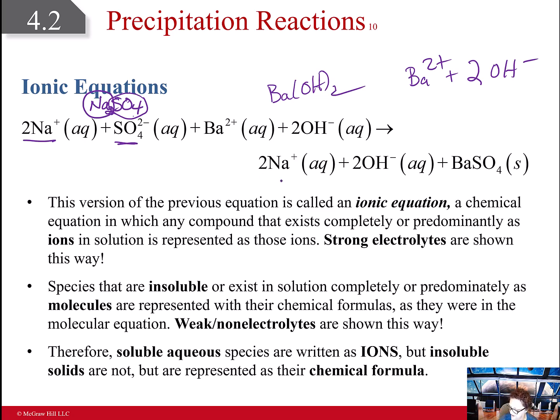Now, when you make the NaOH, it's still going to be soluble, and so you're still going to have sodium and hydroxide. But the barium sulfate, you got to go back and look at your solubility rules. You're going to see that a sulfate that is attached to a barium is insoluble, which means in that aqueous solution, you're going to form a solid.